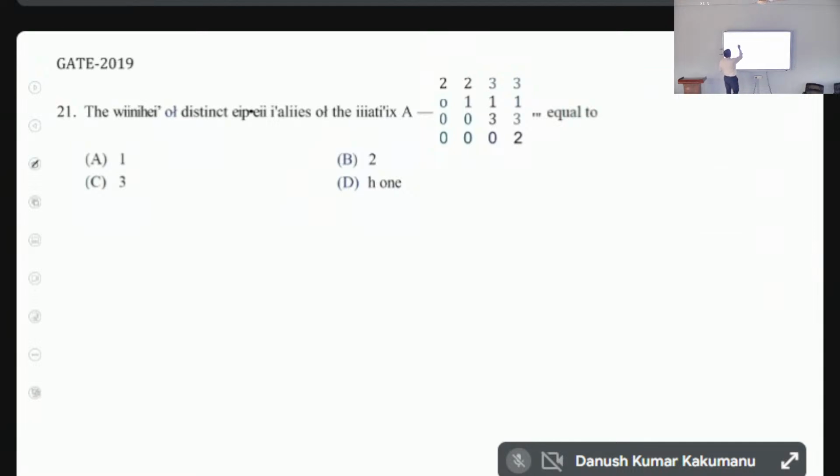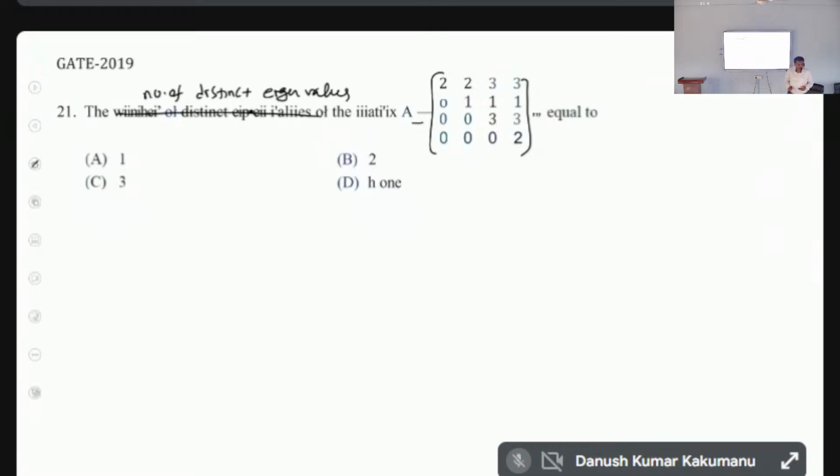The number of distinct eigenvalues of the matrix. Hello, what is the answer? Number of distinct eigenvalues of the matrix. How many distinct eigenvalues are there? Now concentrate.